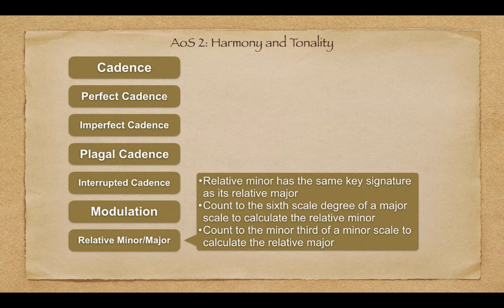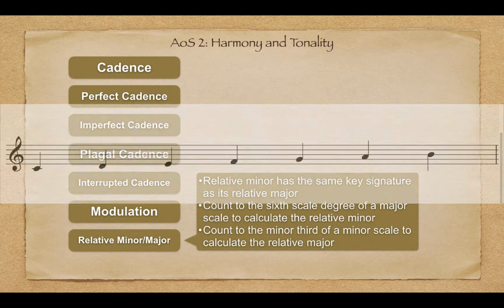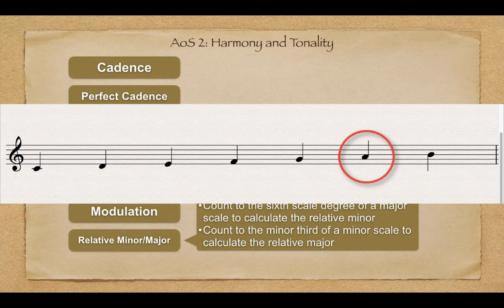Relative minor. A relative minor shares the same key signature as its relative major key, but is instead minor. To calculate the relative minor of a major key, all you need to do is count up to the 6th degree of the scale, and you'll have the tonic of the relative minor. For example, in C major, the 6th note of the scale is an A. This means that C major's relative minor is A minor, and also that A minor shares the same key signature as C major.